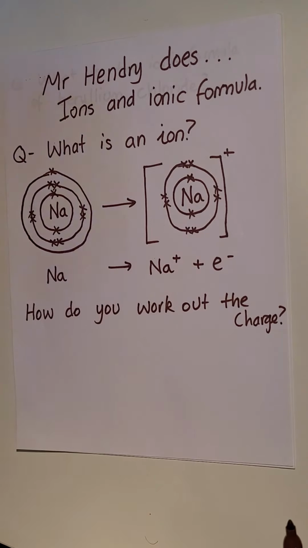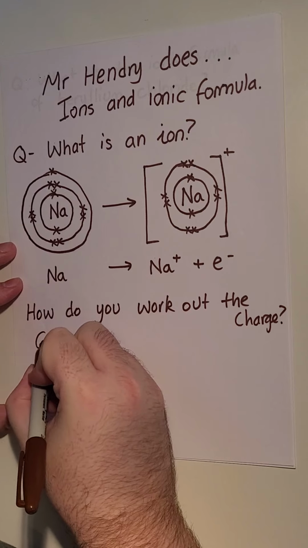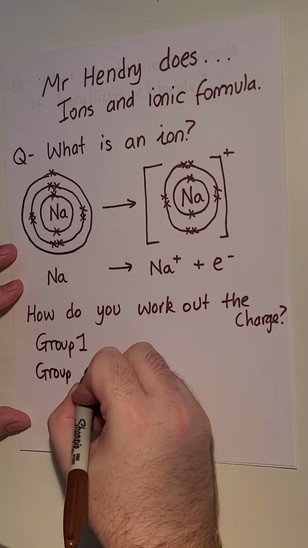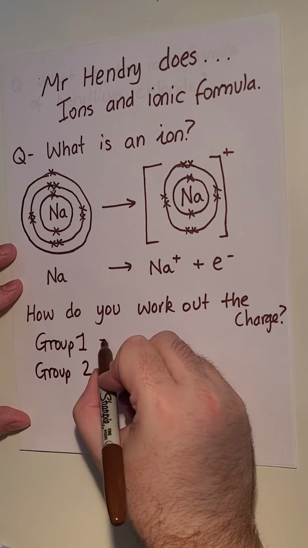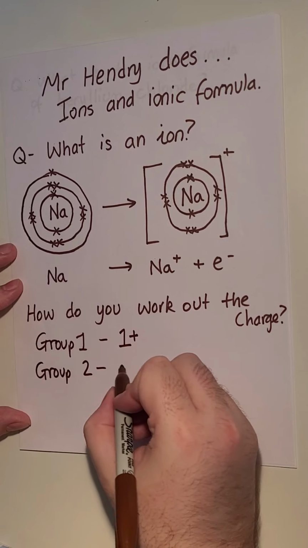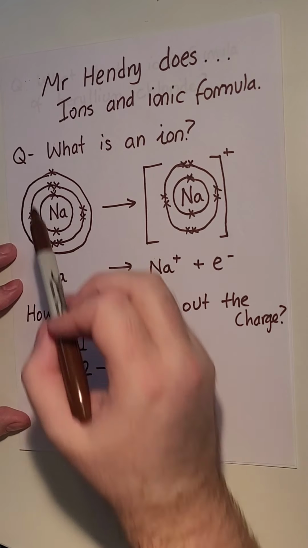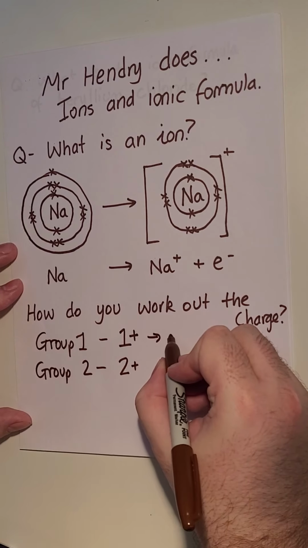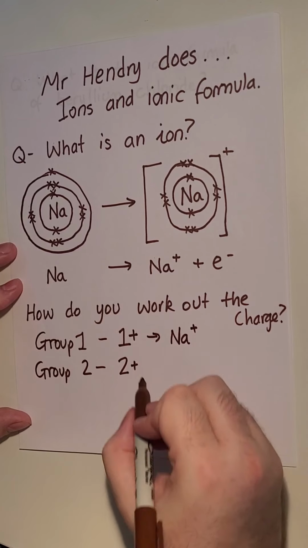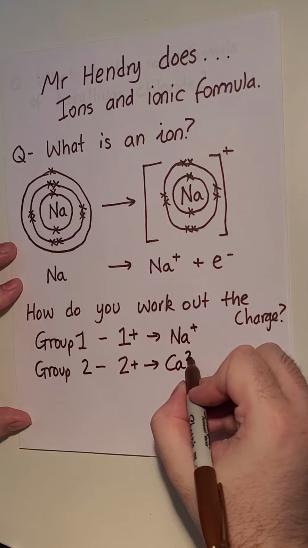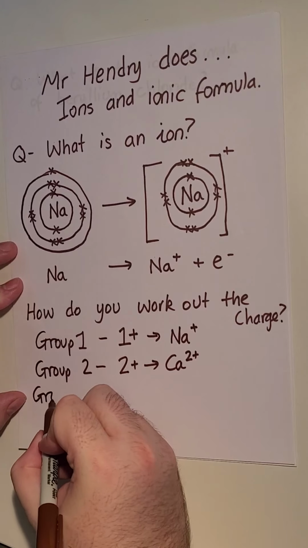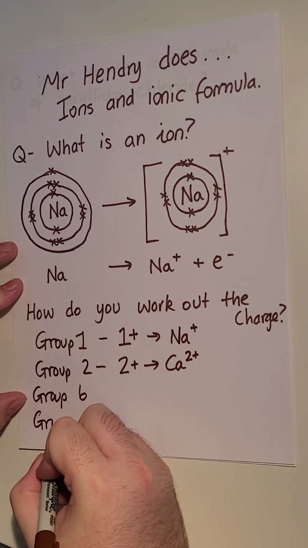The question I get asked a lot is, how do you work out the charge of an ion? The easiest way to remember this is that group 1 and group 2, along with all metals, will form a positive charge. In group 1 it's a 1 plus charge, and in group 2 it is a 2 plus charge. So group 1 needs to lose 1 electron, group 2 needs to lose 2 electrons. This would be written as Na+. We don't put the 1 because we're lazy chemists. For example, Ca2+.